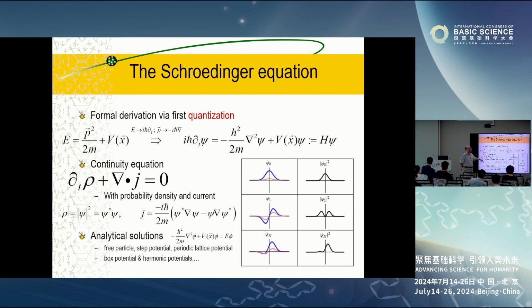Here you replace E by iħ ∂t, and replace p by minus iħ gradient. You plug in, and you end up with iħ ∂t equals minus ħ² over 2m times the Laplacian plus V. Then this operator equation applied to a complex wave function gives you the Schrödinger equation.